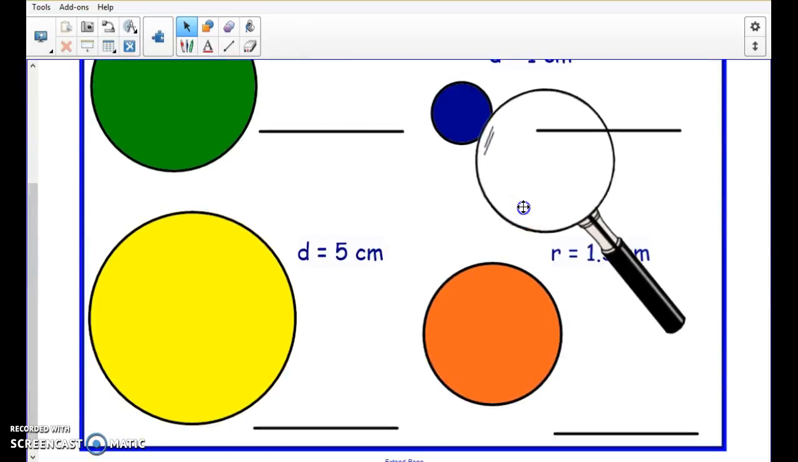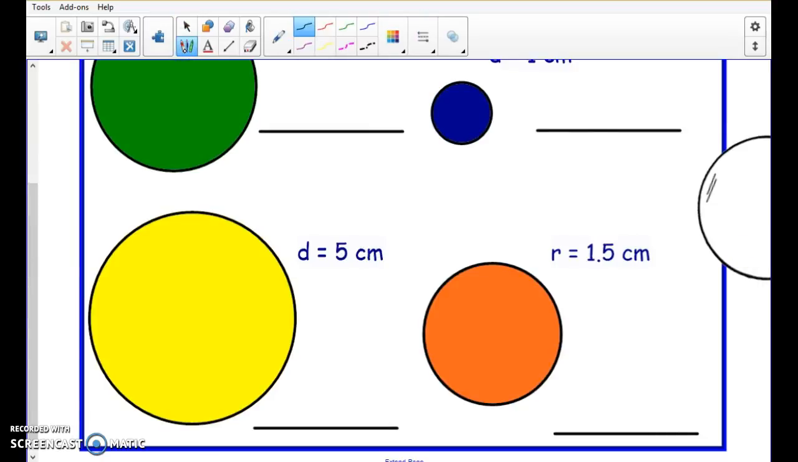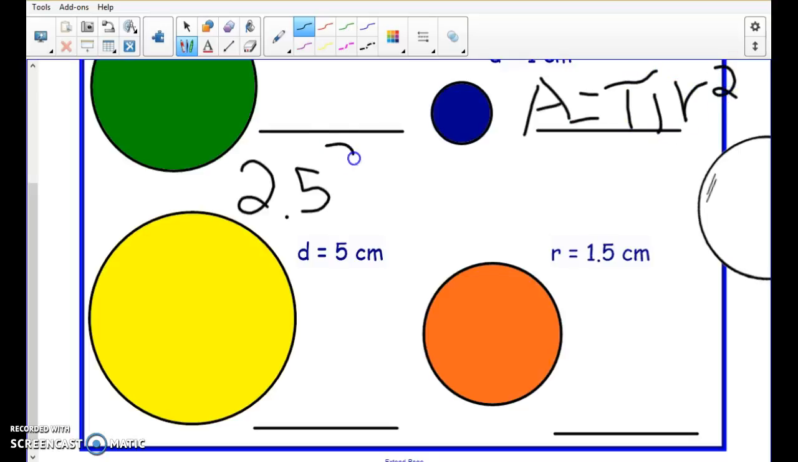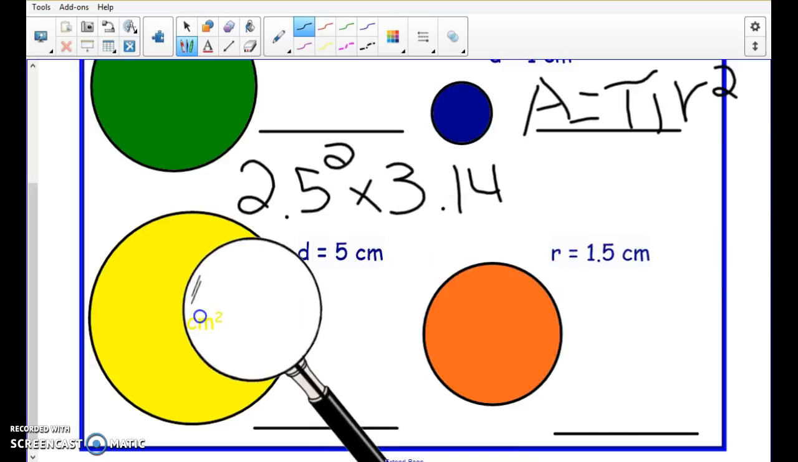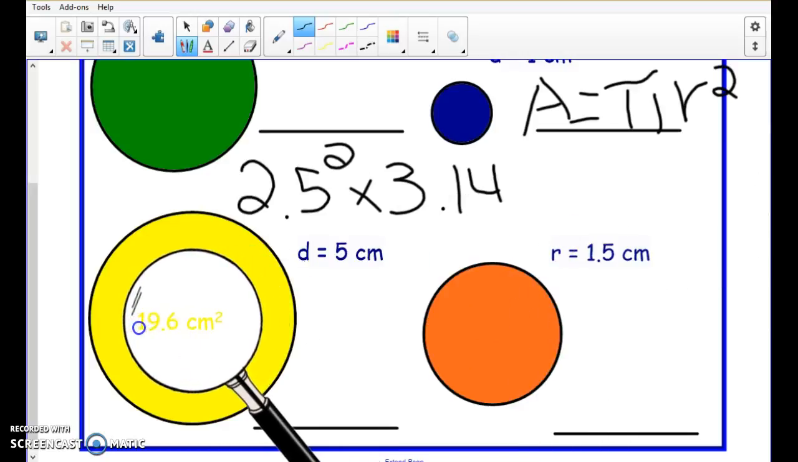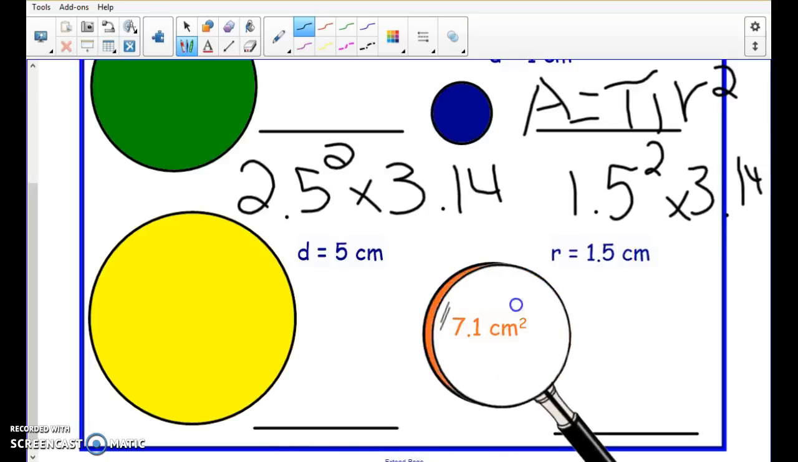Alright, over here I'll write these out so we can see. So I have my diameter is 5, which means my radius is 2.5. Remember, the formula for area is area equals pi r squared. I need radius squared times pi. Alright, so for this one, it's going to be 2.5 squared times 3.14, which gives us about 19.6. Like in this orange one, it already gives us the radius. So I can just put in 1.5 squared times 3.14, and I get my answer of about 7.1.